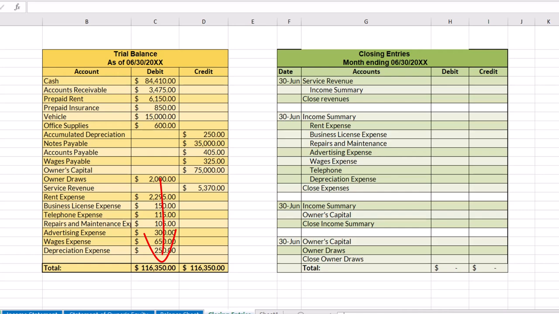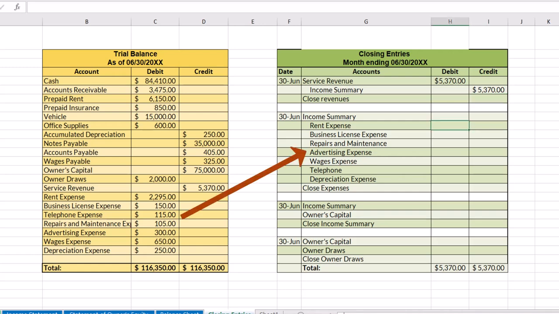We're going to begin with service revenue. Well, service revenue has a normal credit balance. So for service revenue, I'm now going to make a debit entry of 5370 because that debit now offsets the credit balance. And what am I going to do? I'm going to send it to income summary.